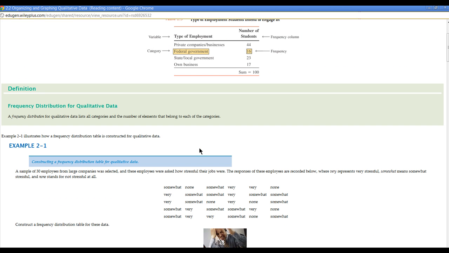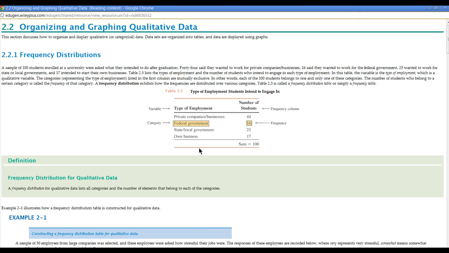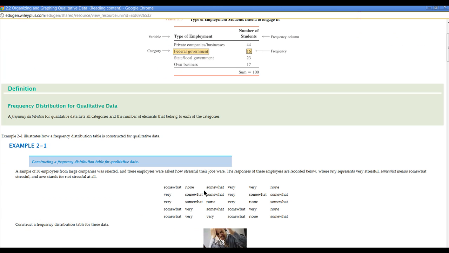So how can we give some kind of graph for that kind of variable? We take the frequency distribution for qualitative data. Frequency distribution for qualitative data lists all categories and the number of elements that belong to each of the categories. So we're going to list all of the different categories like we did here, and then how many people, in this case, fall into each of the categories. And that's called a frequency distribution for this qualitative variable, type of employment.